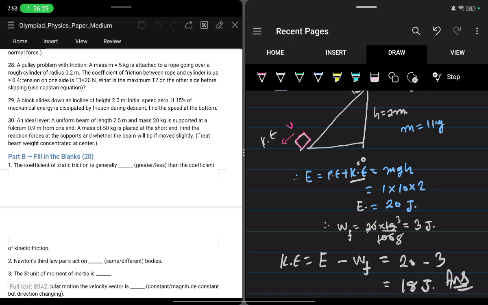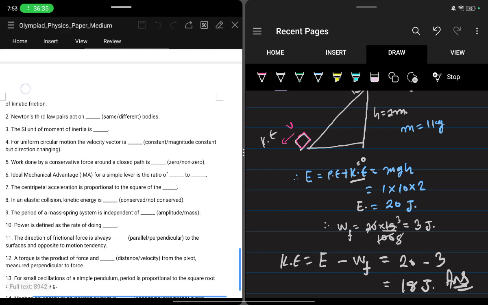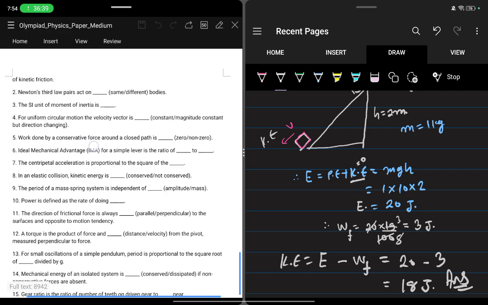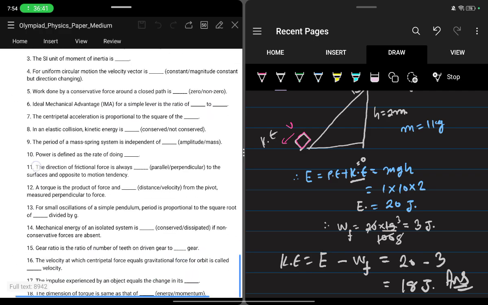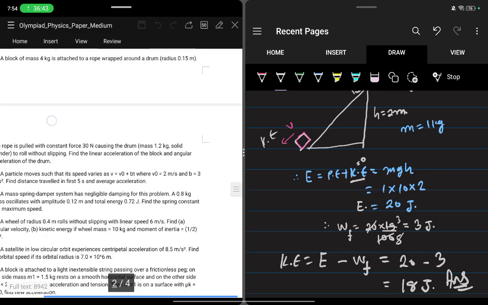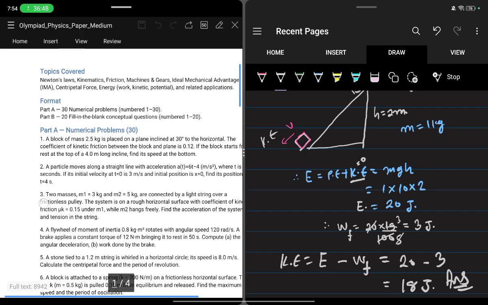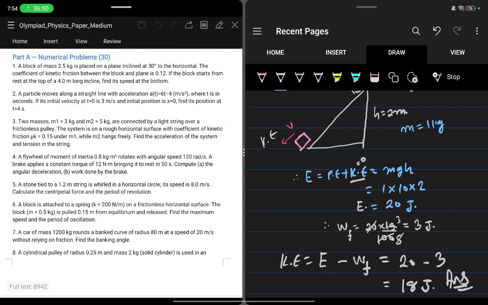Understood? Okay. Any question from the fill in the blanks? No. Good. So we discussed all the doubts, right?